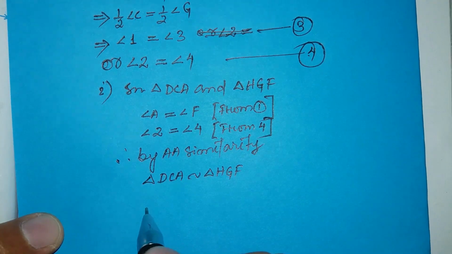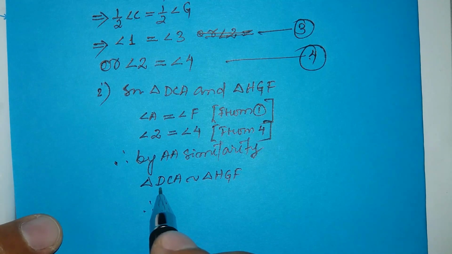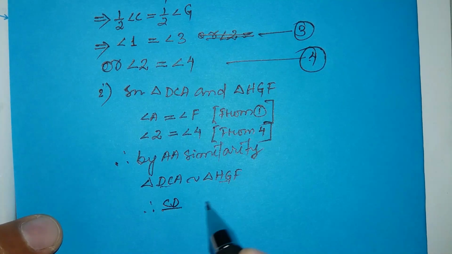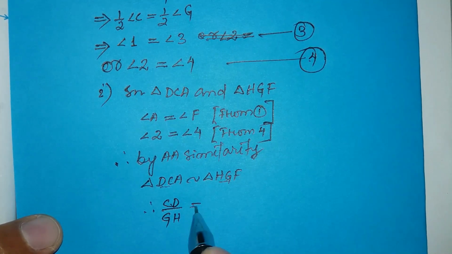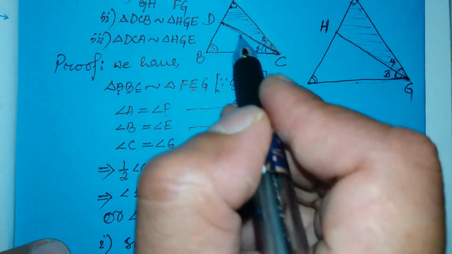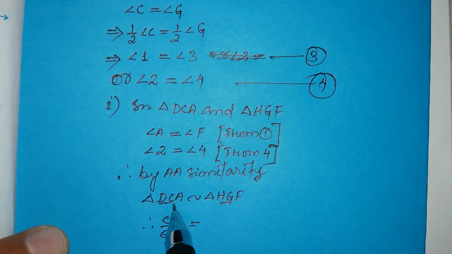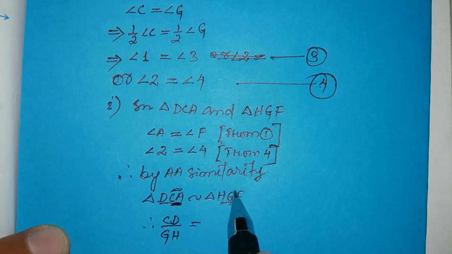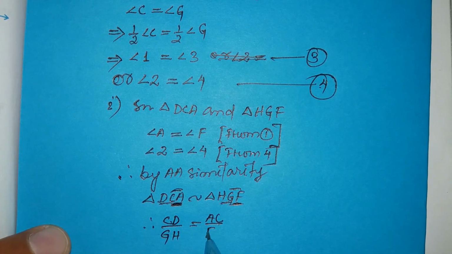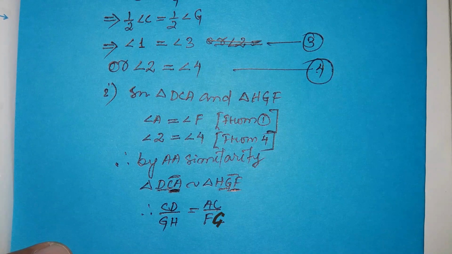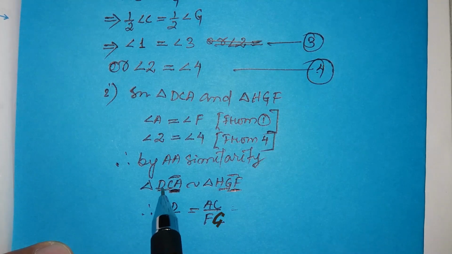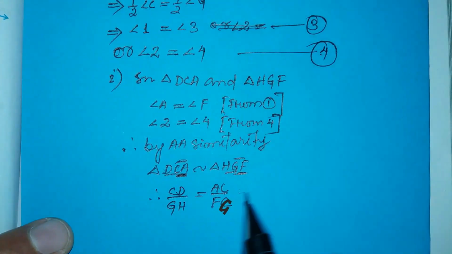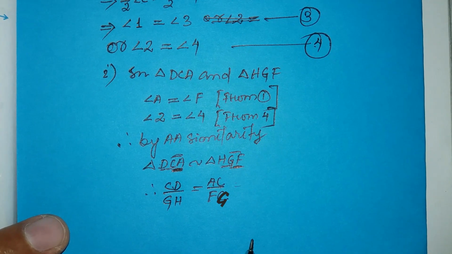Now since the two triangles are similar, the corresponding sides are proportional, that is CD by GH, this side and this side, is equal to AC by FG, because these are corresponding sides. So when two triangles are similar, the corresponding sides are proportional. Here again we can write equal to AD by FH, but we don't need that. We just need to prove that CD by GH is equal to AC by FG. So this is the proof for the first one.